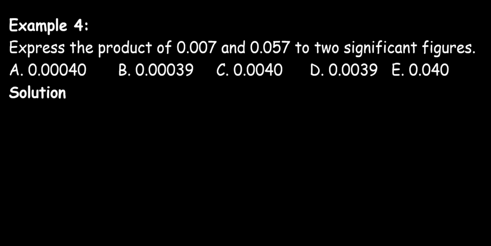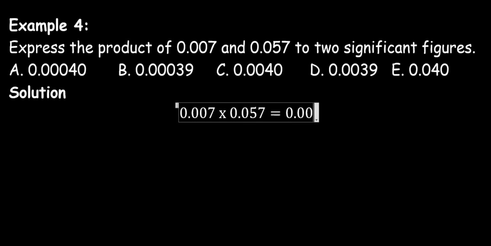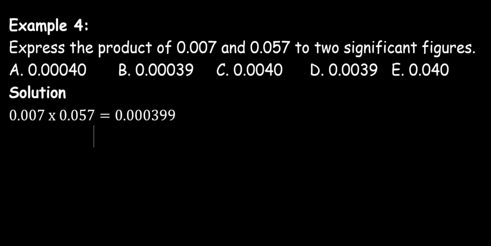So first of all, the product is what we are looking for. We will do our multiplication. That will be 0.007 times 0.057, which is equal to 0.00399. It is this value, the given answer, that we are now approximating to 2 significant figures.